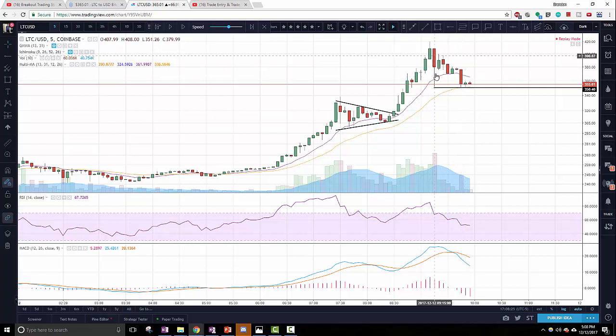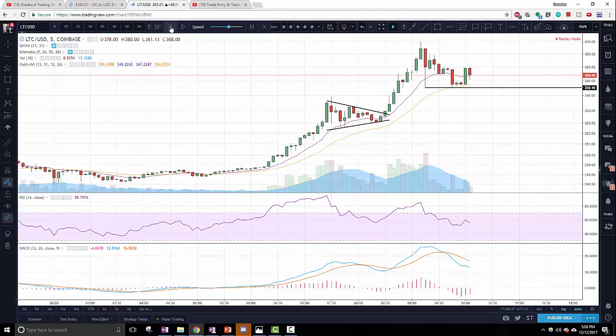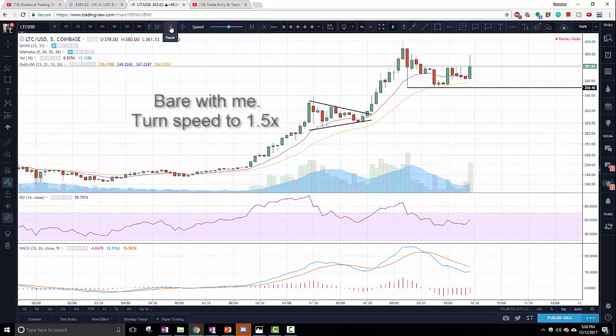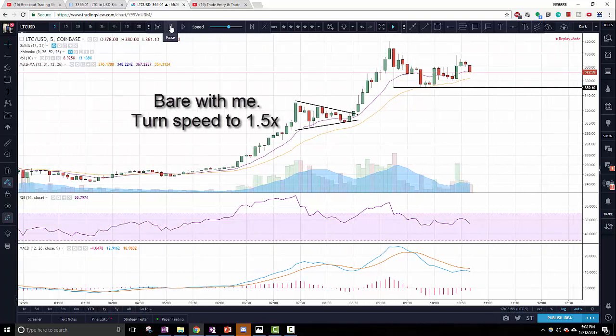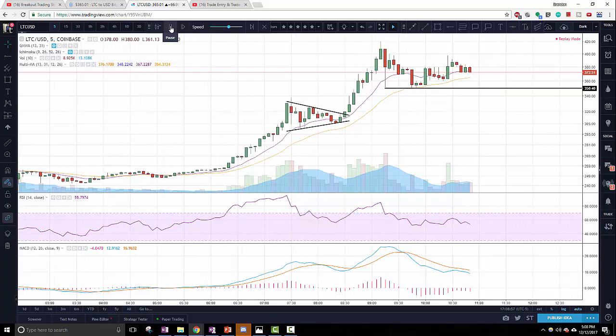What just happened? We came down, we perfectly tested 350, perfectly. We come up here, buyers step in. There's clearly a wall right here. There's a wall here of buyers earlier. Now there's another wall here of buyers. Wall here of buyers. We're moving up. Let's continue, hit play. Just watching price action here, just bear with me. We're seeing how this plays out.